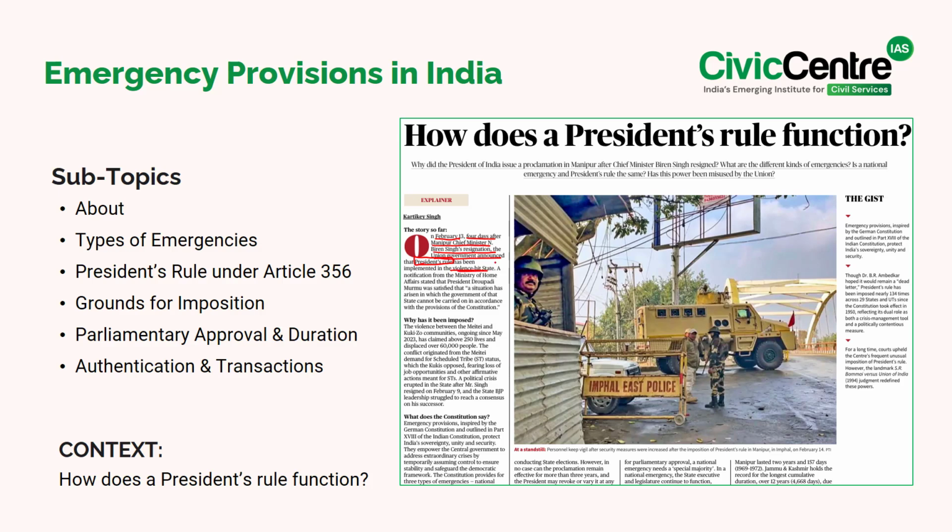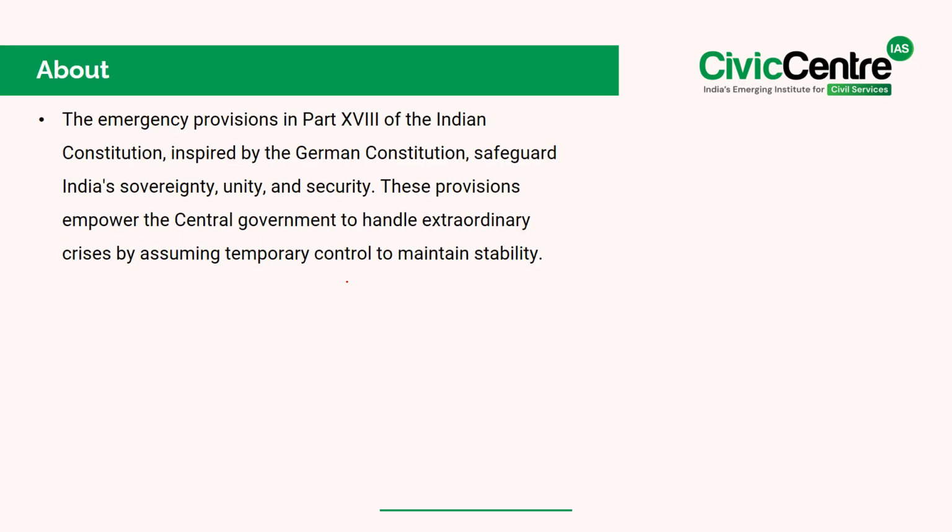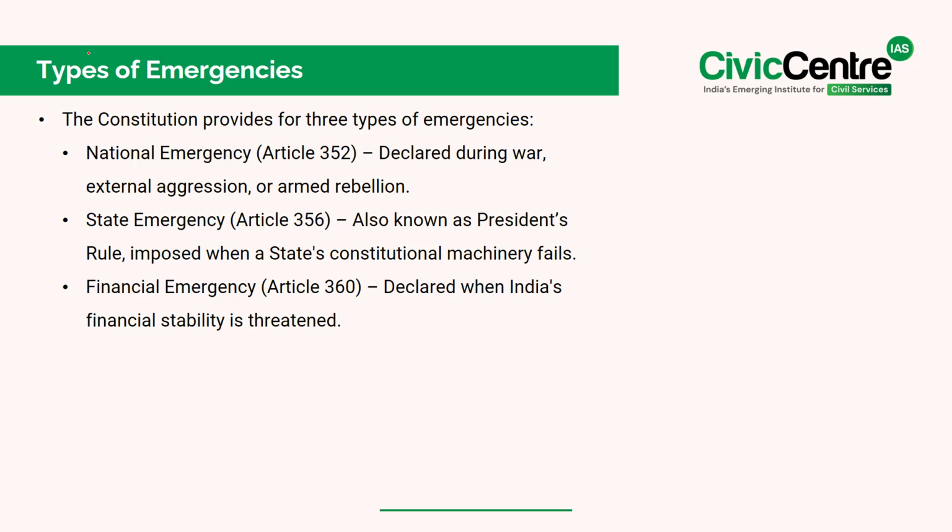Now, for the prelims context, let's see the topic of President's rule. But before that, it becomes essential to understand the emergency provisions enshrined in the Indian Constitution, particularly the President's rule under Article 356. First, the emergency provisions outlined in Part 18 of the Constitution are inspired by the German Constitution and act as a safeguard to protect India's sovereignty, unity and security. These provisions empower the central government to assume temporary control in times of extraordinary crisis, ensuring that governance remains stable and uninterrupted. And also, the Constitution provides for 3 types of emergencies to deal with exceptional situations.